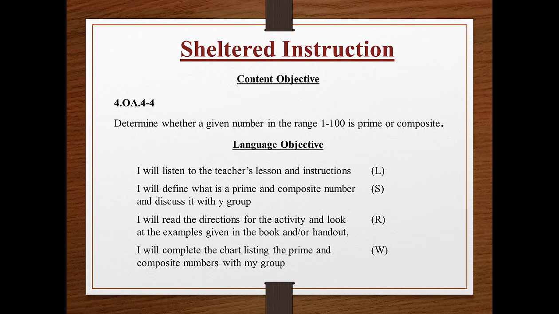So I will listen to the teacher's lesson and instructions. I will define what is a prime and composite number and discuss it with my group. I will read the directions for the activity and look at the examples given in the book and/or handout. And finally, I will complete a chart listing the prime and composite numbers with my group. So the language objectives address the listening, speaking, reading, and writing domains.